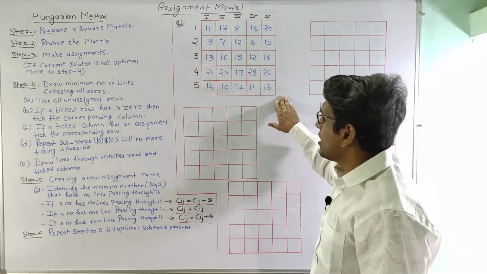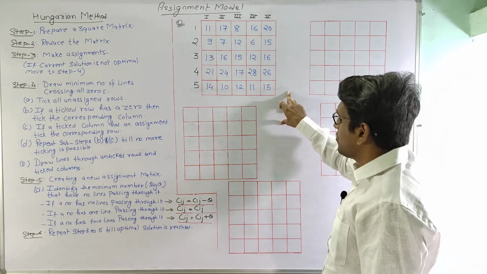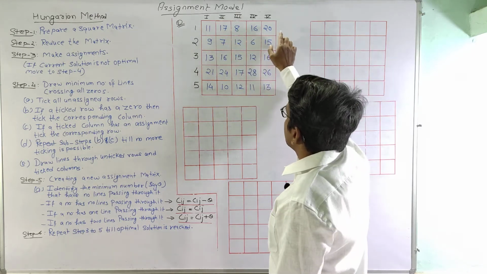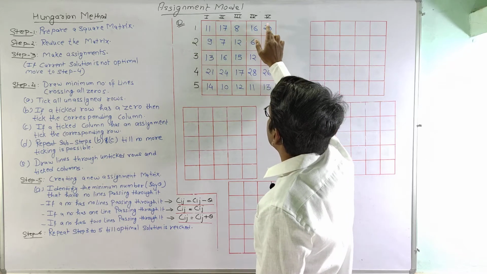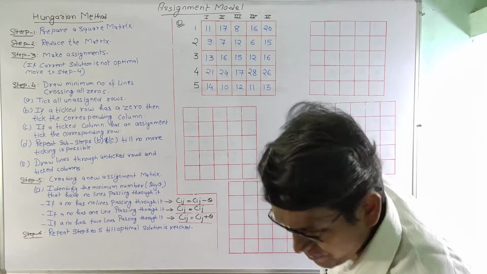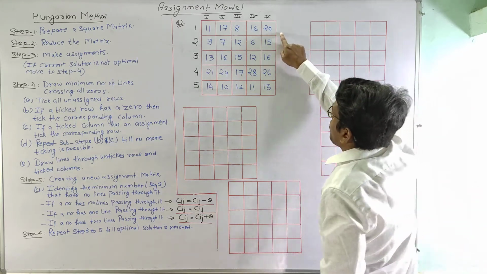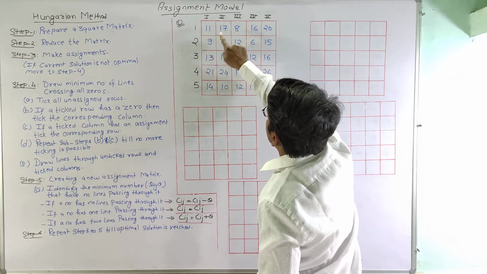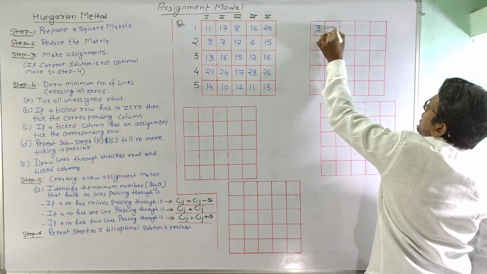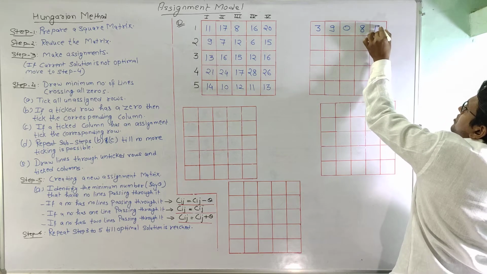Moving on to the second step, which is to reduce the matrix. To reduce the matrix, we need to follow row reduction and column reduction. In row reduction, we will select the minimum value in each row and subtract that minimum value from all the elements in that row. So let us do a row reduction here. For row 1, the minimum value is 8. So 11 minus 8 is 3, 17 minus 8 is 9, 8 minus 8 is 0, 16 minus 8 is 8, 20 minus 8 is 12.